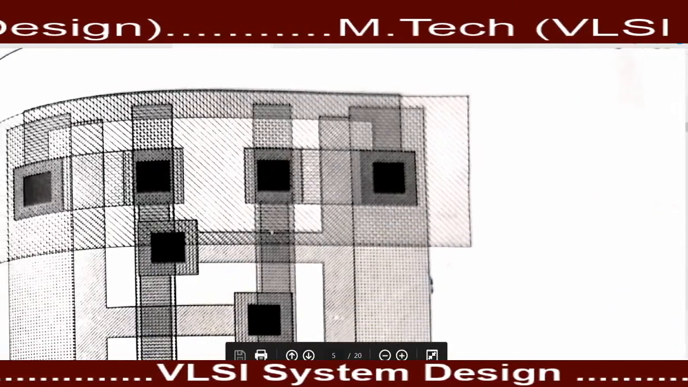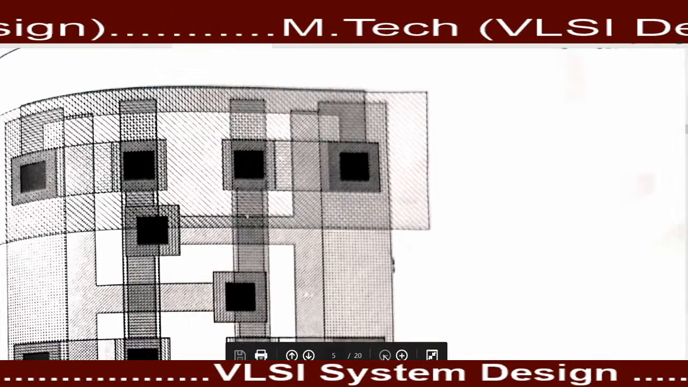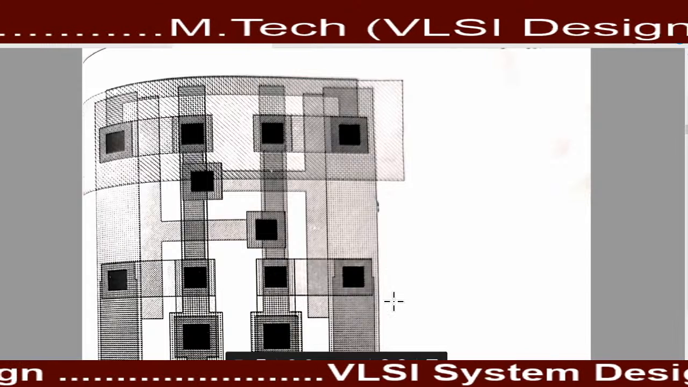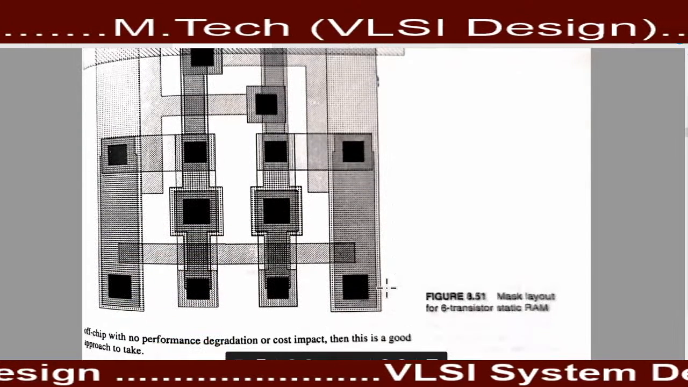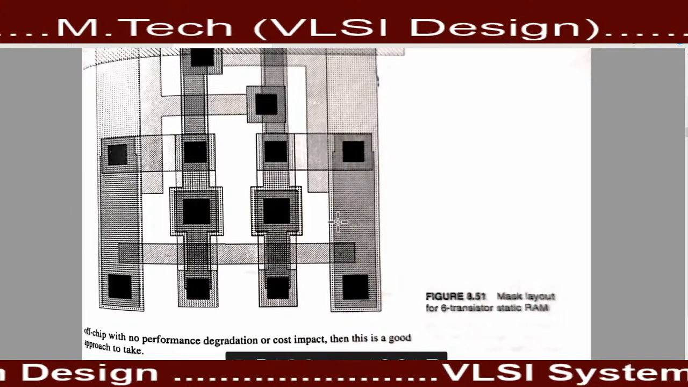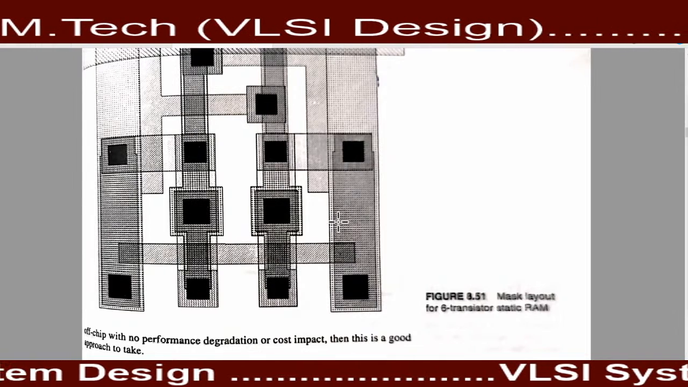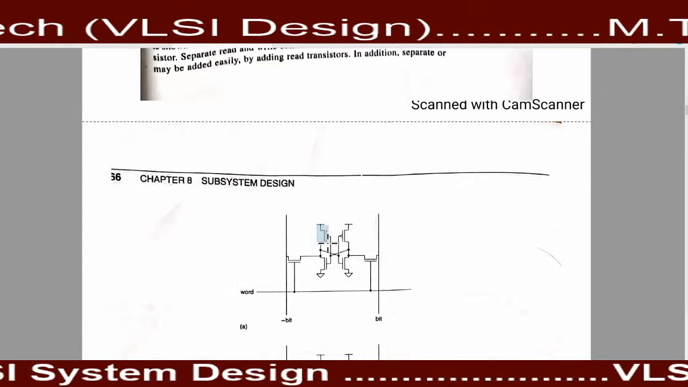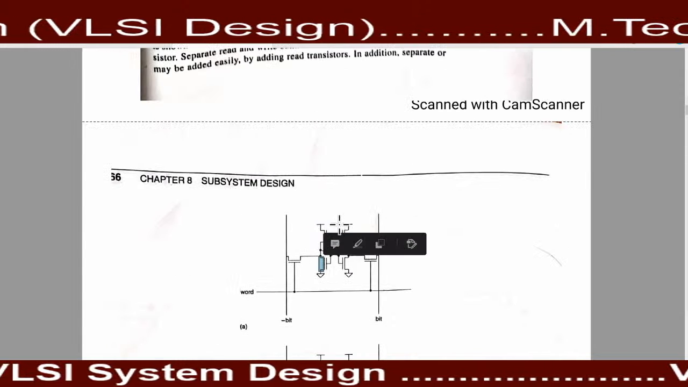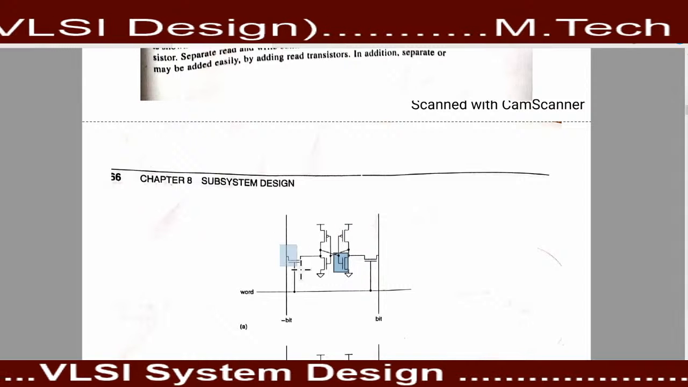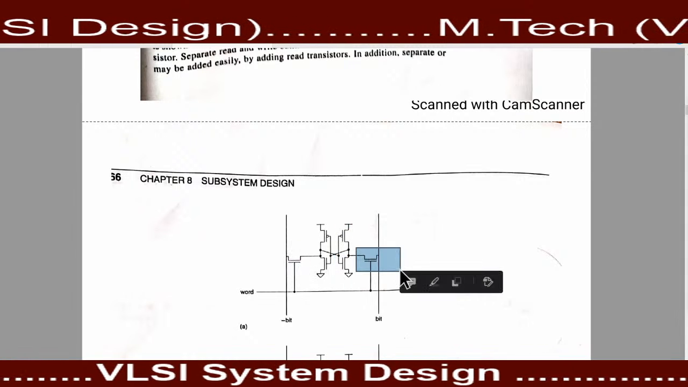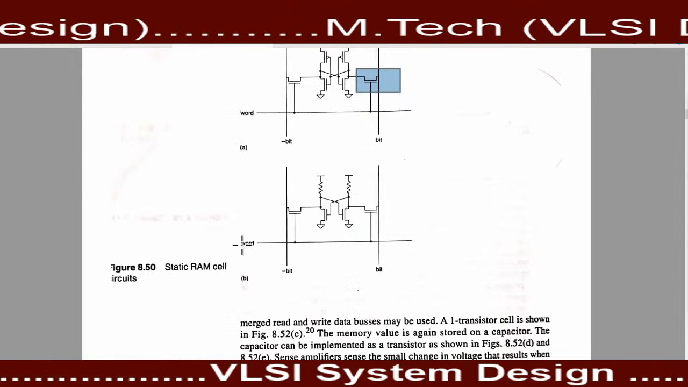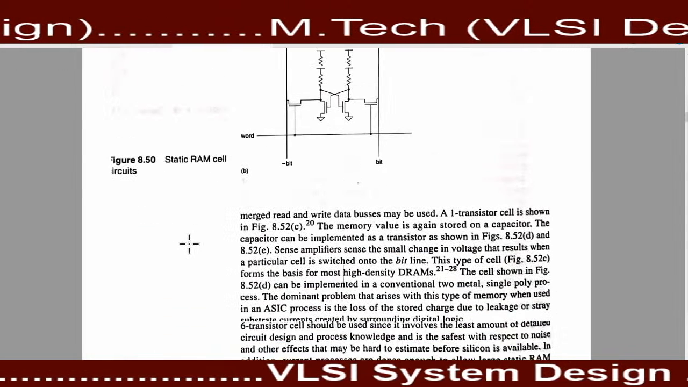This one is the layout of your six transistor static RAM. How six transistor? One transistor, two transistor, three transistor, four transistor, fifth transistor, and this one is the sixth transistor. That's why this type of memory element, this type of static RAM, is also known as 6T SRAM.